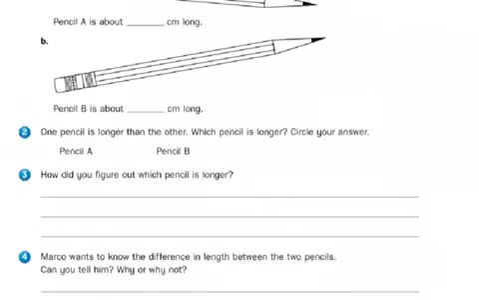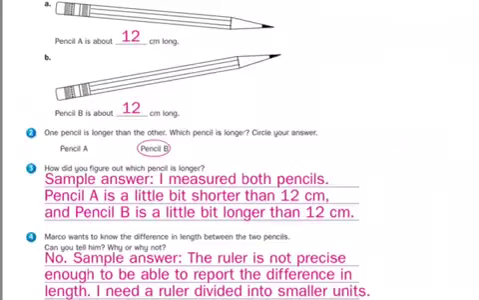And when you're done with that, you'll come back to the video to check to see if you have those answers right, and then we'll continue. Okay, so hopefully you saw that it was about 12 centimeters for each one of those pencils, but pencil B is a little bit longer.